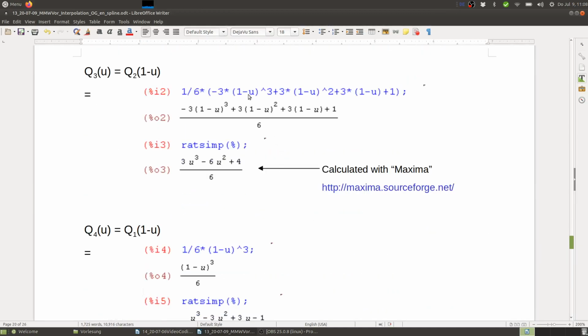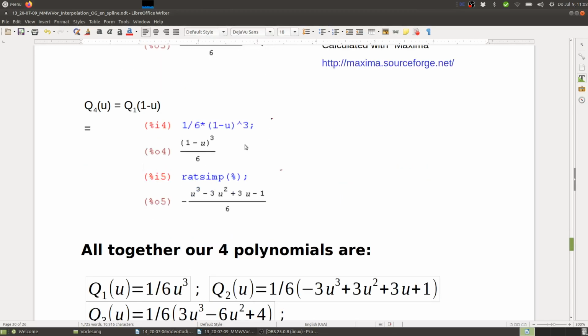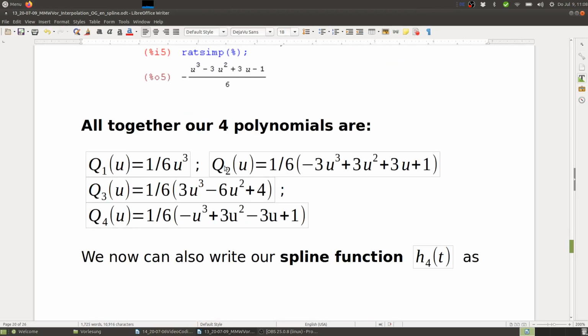And I just plug in our polynomial where I substitute u by 1 minus u, as you can see here. And then I tell it to rational simplify, and this is the result. Right, so this is now our final polynomial q3, and similar for q4, which is the mirrored q1. Again, here just substituting u with 1 minus u, rational simplify, and this is the result. And altogether, these are now our 4 polynomials.